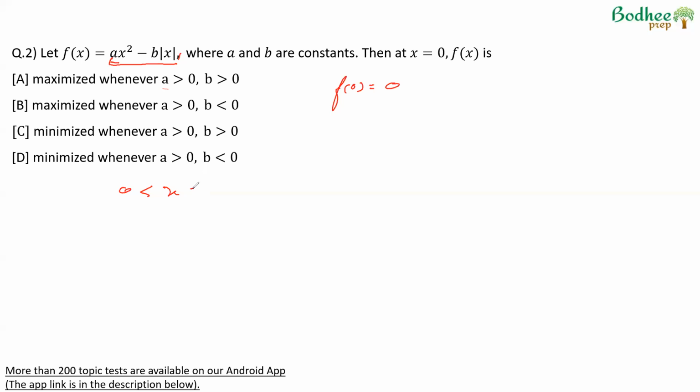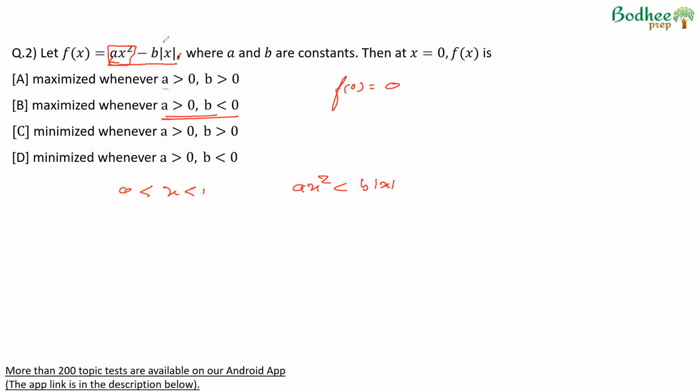If x is between 0 and 1, or is small, there is a chance that ax square will be less than b mod x, and therefore we'll have a negative value. If x is large, we'll have a positive value. So that will not work. If we look at the second case, where a is greater than 0, so we know this is entirely positive. B is less than 0.